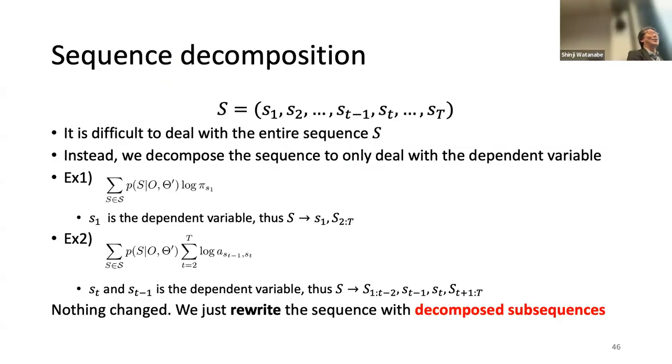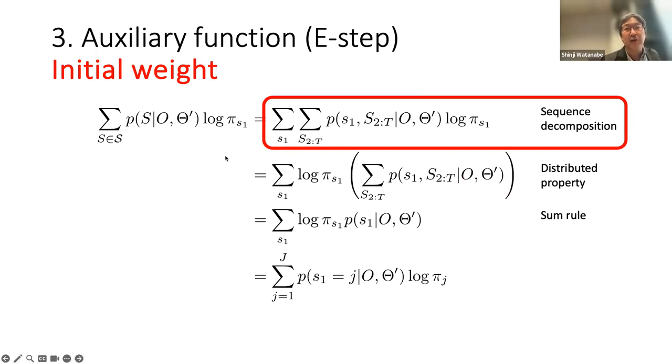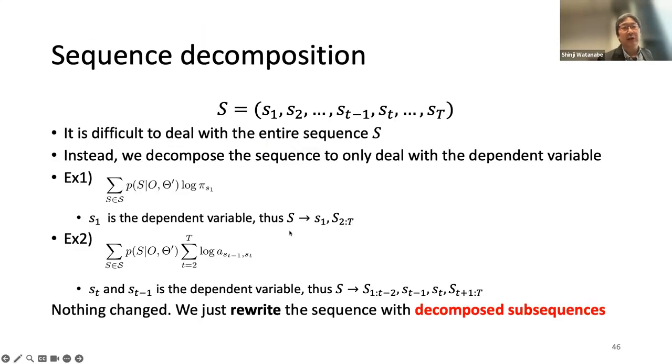Anyway, the sequence is an issue because it is very complicated, right? It's one to T, and in our case, it's the alignment. Dealing with a sequence is always difficult and challenging. For example, one of the equations here is extracted from the previous slide, this part, or the other part. In this example, this part only depends on S1, right? And in this part, only ST minus 1 and ST matter. Among the whole sequence, it only depends on S1 or only on two other variables.